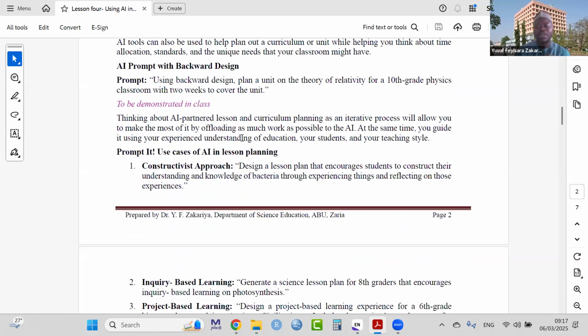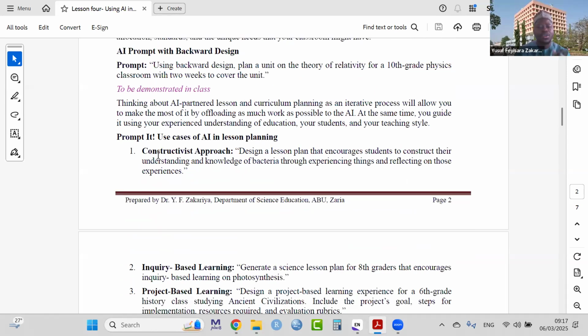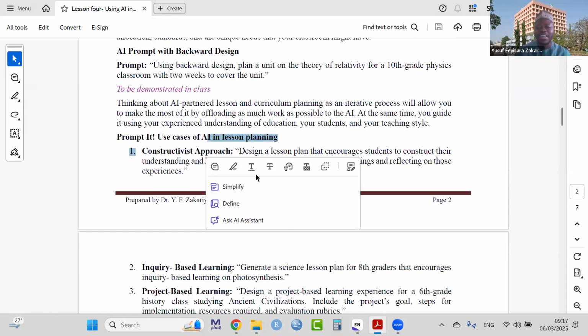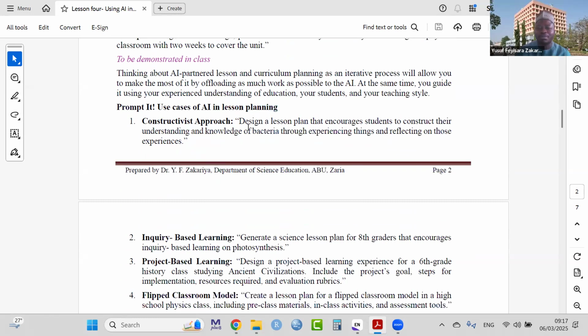Now, let's talk about some use cases of using AI in our lesson planning. If you want to take a constructivist approach to teaching, AI can design a lesson plan for you that suits constructivism.